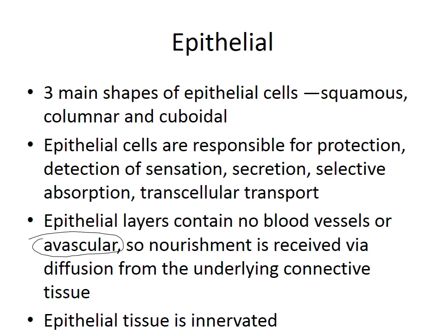So how are they supposed to live? Because they got to receive food, and they have to get rid of waste. So nourishment is actually received by diffusion from the underlying connective tissue. The epithelial tissue, however, is innervated, which means it does have nerve cells, or nerve sensation is there. There's just no blood.